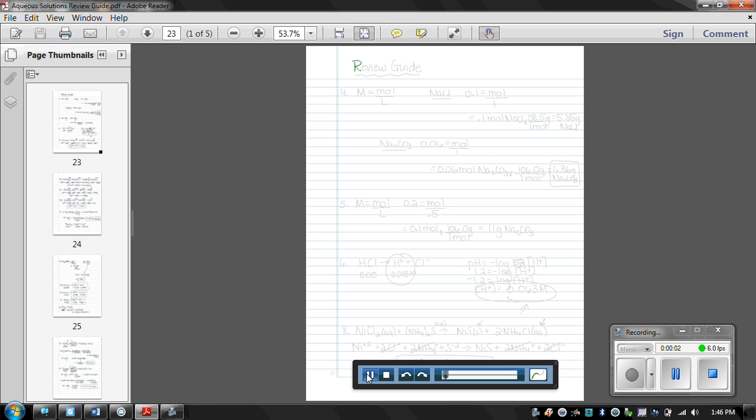Okay guys, so here is the review guide key. Some of it I'm going to talk through, some of it I will actually do the problems. So for number one, what's the difference between a solvent and a solute? The solvent is the substance that is doing the dissolving, whereas the solute is the substance being dissolved. Together they make a solution, by the way.